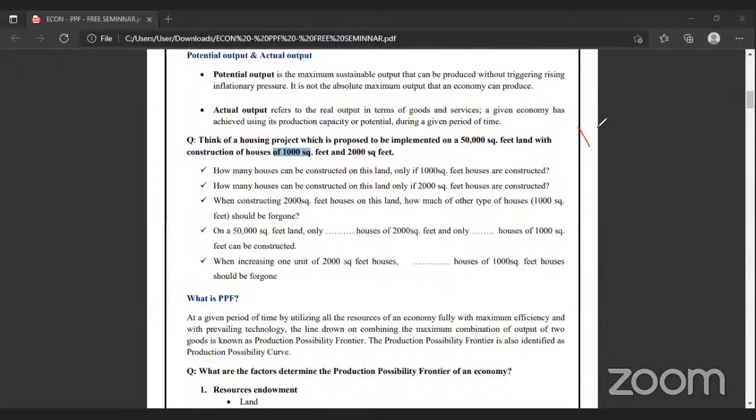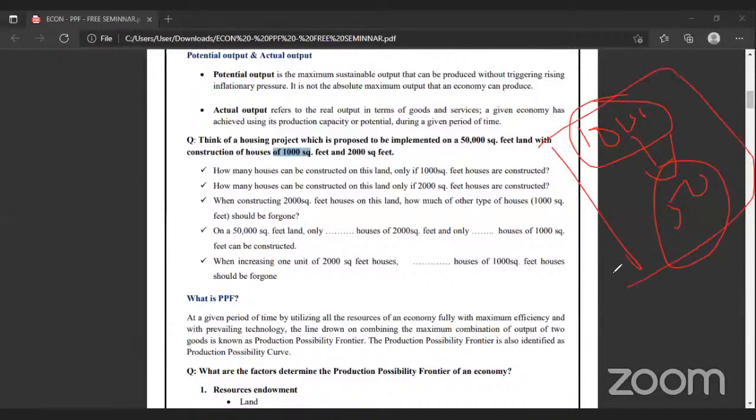If they are going to produce only 1,000 square feet houses, they are going to produce how many then? 50 houses of 1,000 square feet. If they produce 2,000 square feet houses, how many are they going to sacrifice now? 25. If they don't produce 50, how many can they produce? 25. So 25 2,000 square feet houses are sacrificed.